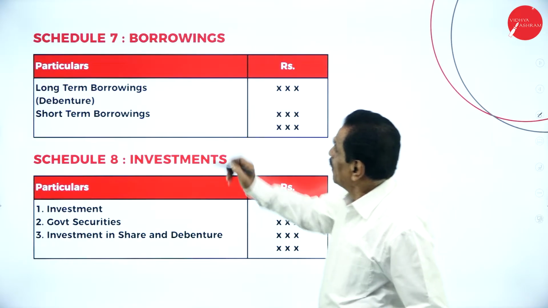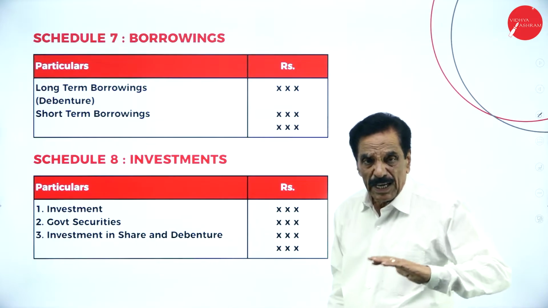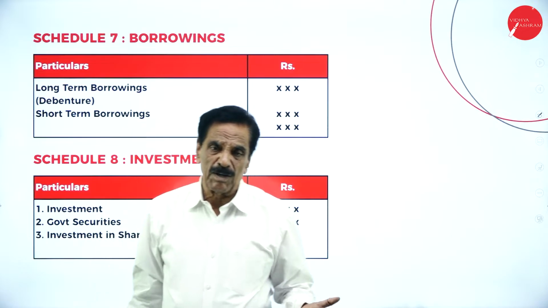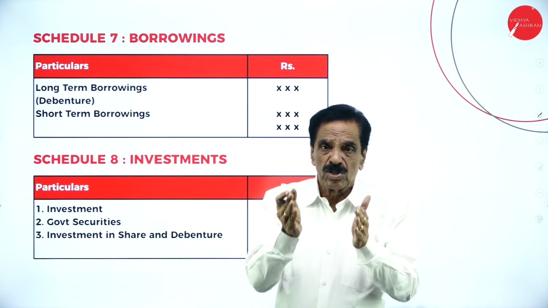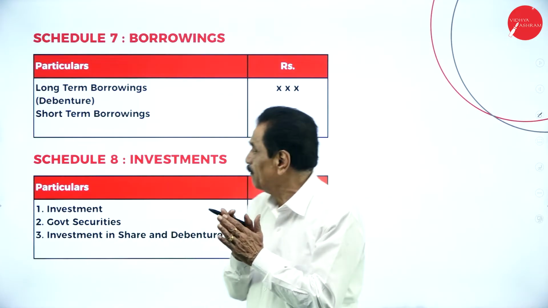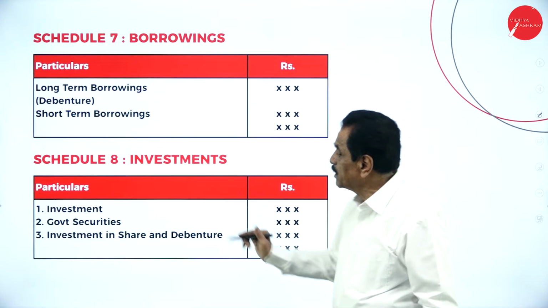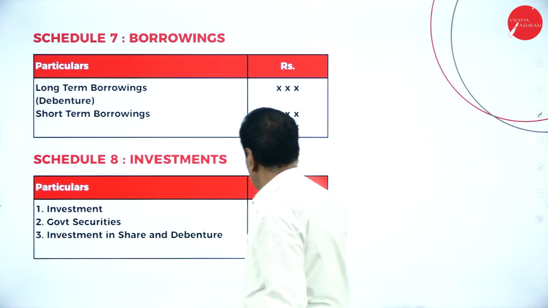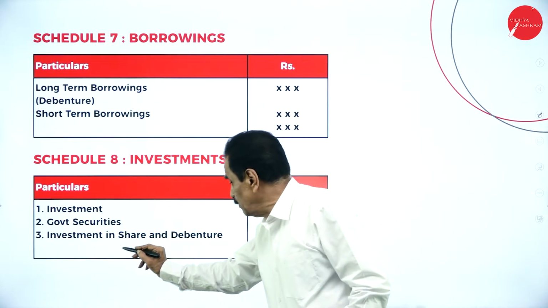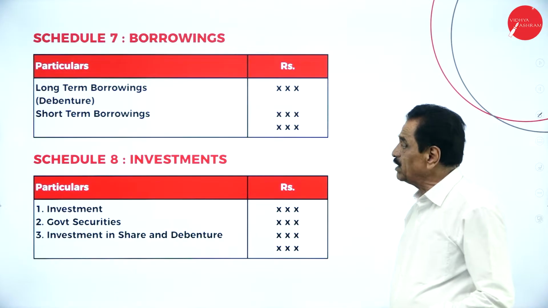Then we have got borrowing, long-term borrowing and short-term borrowing. If we have got any borrowings, it may be long-term borrowings or short-term borrowing. So these are all the source. So say sources are share capital, reserve and surplus and the borrowing. So 5, 6, 7 will come under source. 8 will go with the investment. So in the investment we have got investment in government security, investment in share and debenture. So this goes in favor of investment.